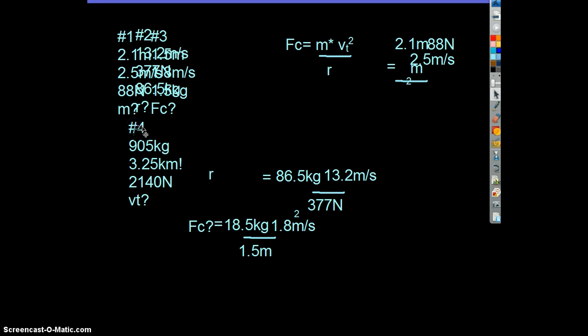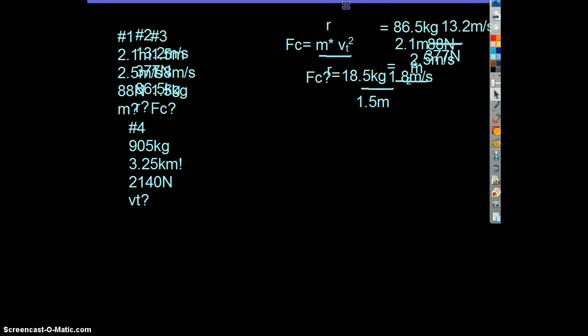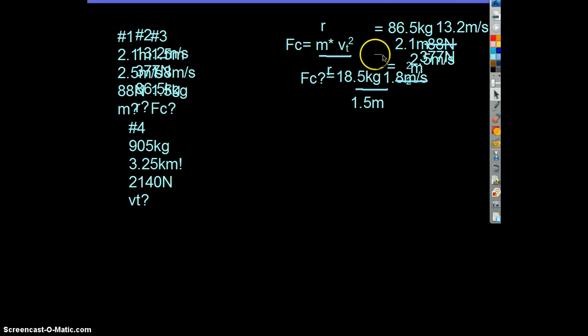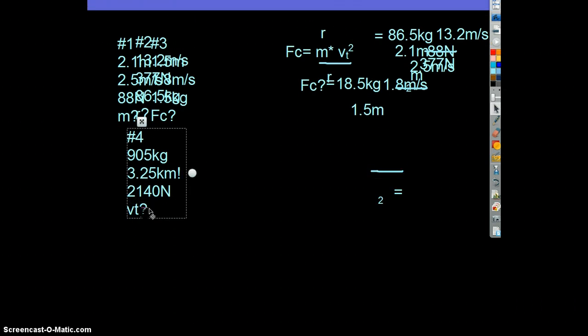Number 4. Now, number 4 gets a little goofy here. We've got a lot of stuff going on for number 4. Get all that junk out of the way. I'm going to need a squared, an equals, and a divide. Okay. Number 4, we want to know the tangential velocity. So VT is going here, and they give us this car on a track.